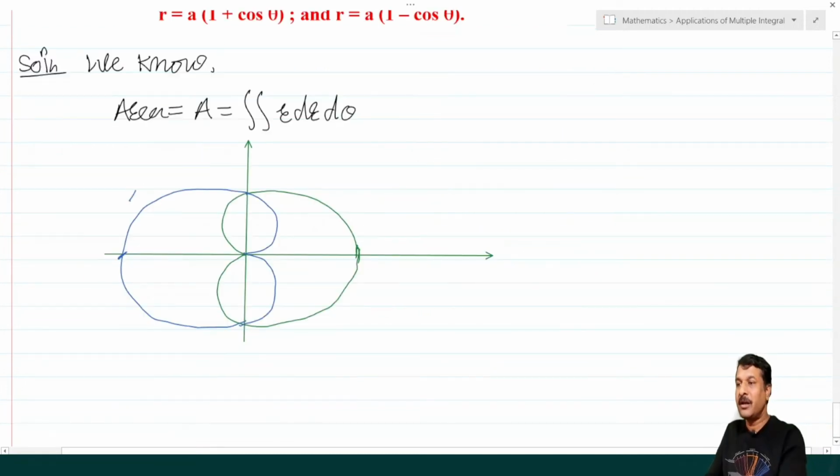So here the curves r = a(1 − cos θ) and r = a(1 + cos θ) bound this region. Actually this is the area which we require, but I will consider only one part of it, which is nothing but this part, and here you decide the limits.